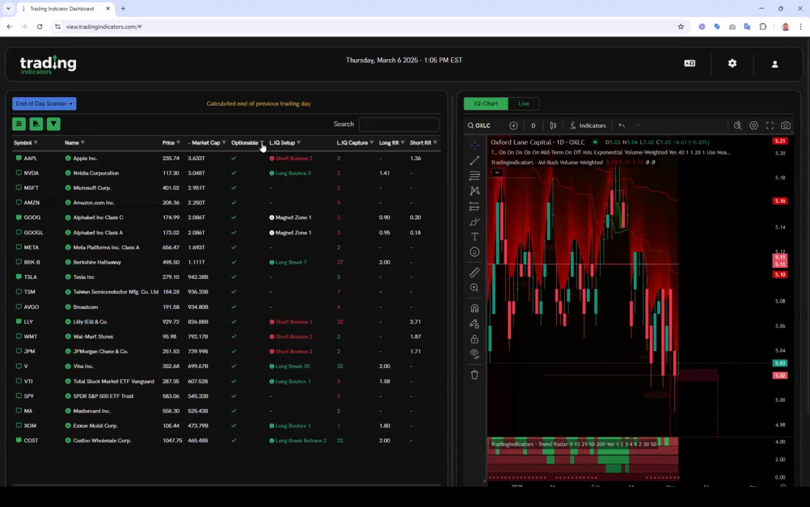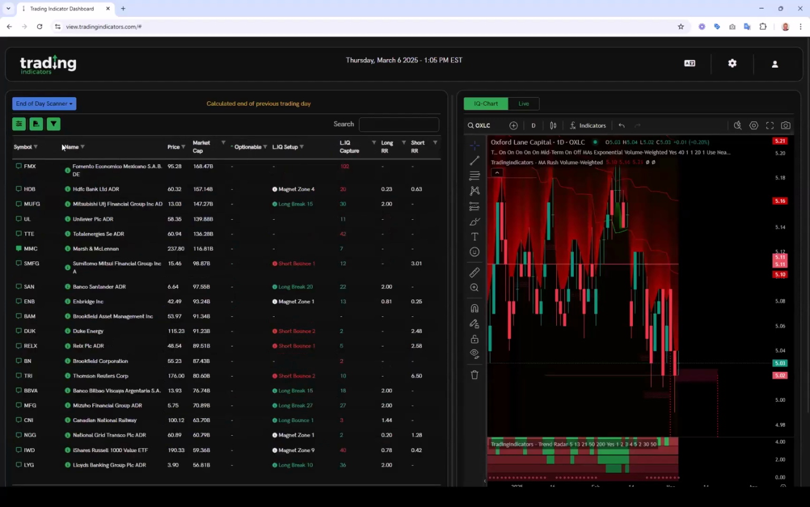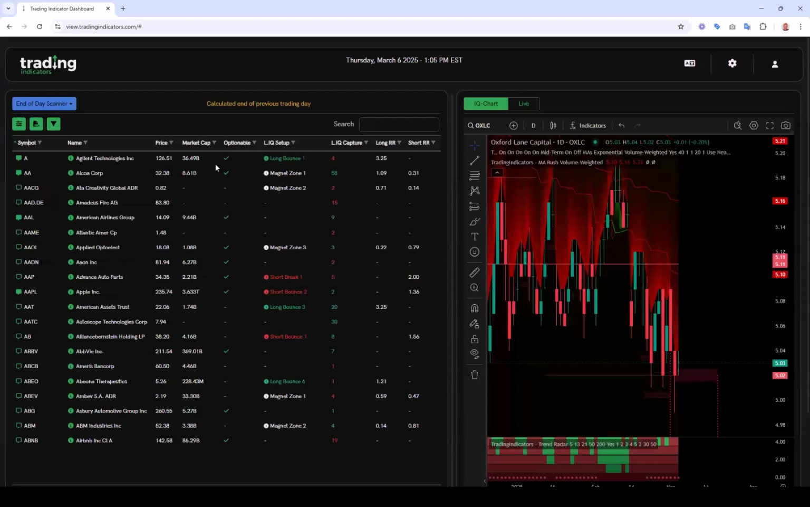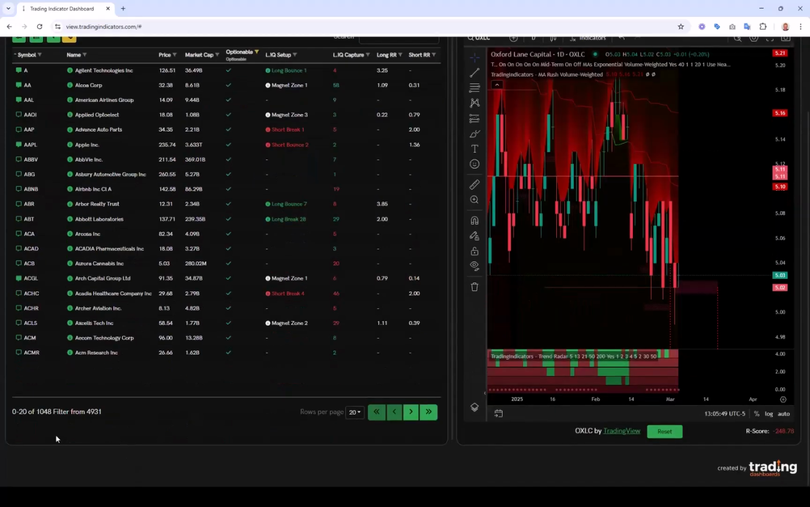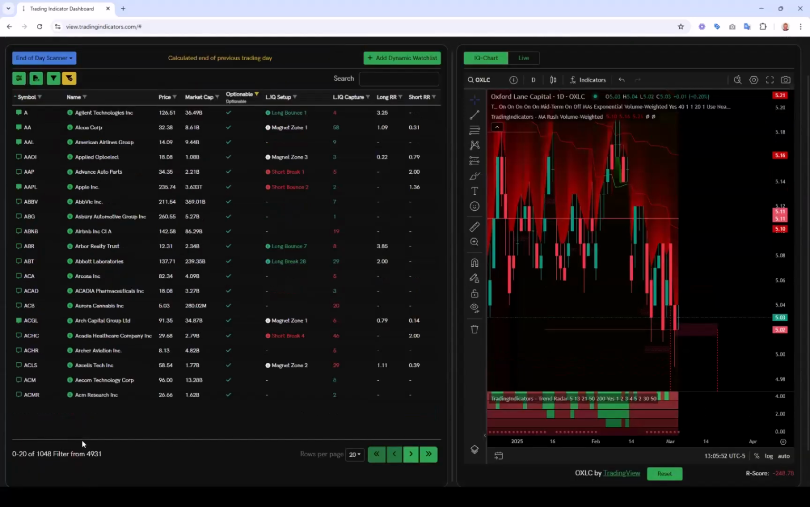Next one is optionable. This column either has a checkbox or it does not have a checkbox. Just go by symbol name here. This checkbox shows you whether this particular symbol has, number one, an options chain, and number two, whether this options chain is reasonably liquid. These two things need to be given for this checkbox to be here. And you can filter for it. I can filter for, hey, I only want to see optionable stocks. And now we're down to 1,048 stocks because all these stocks have liquid options chains. If you're an options trader, this is important information.